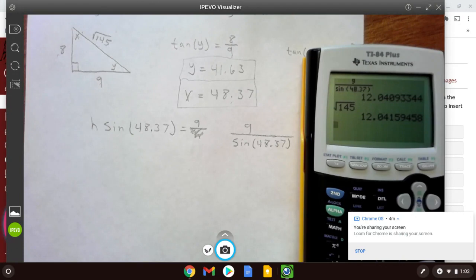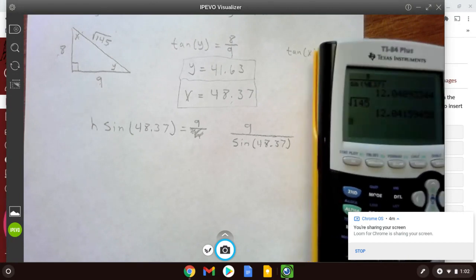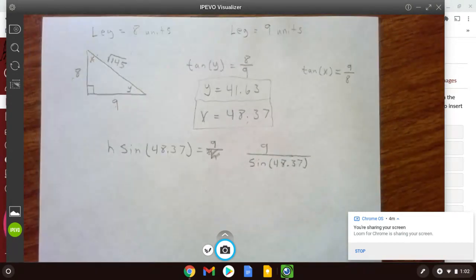So lots of different ways that you can approach this. I mean, whatever is simplest to you, I would just use that method.